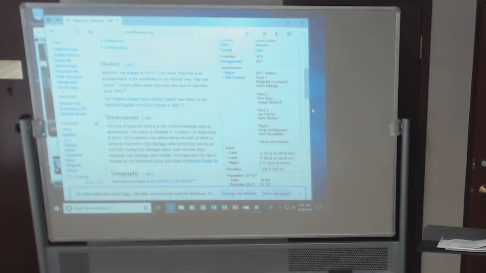And so when you look at the history of your city, Raymore is one of the fastest growing cities in Missouri. It's like, why is that? Well, it just became a popular suburb of the Kansas City metropolitan area. Like Lee's Summit one time was the fastest growing area, and now Raymore has picked up. And people who live in Raymore go, man, what's going on here?